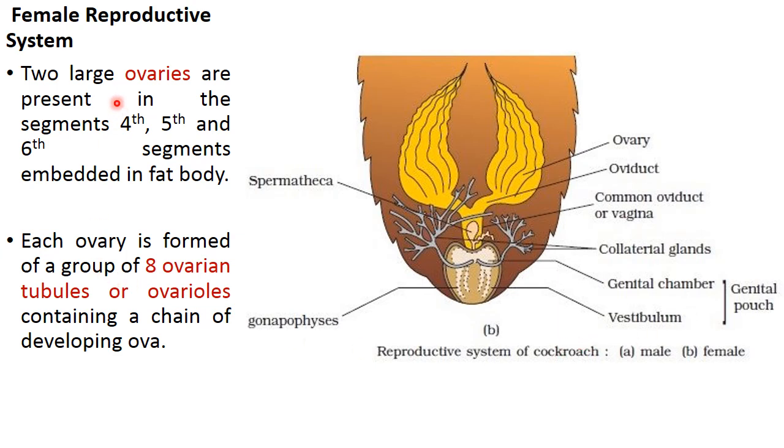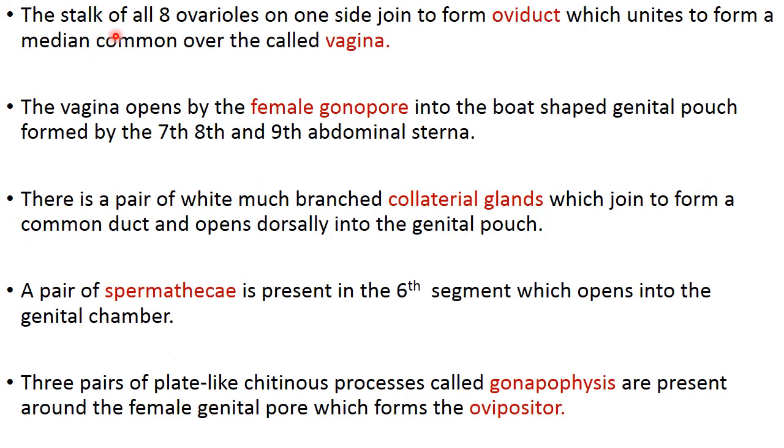So that is what we said here. Two large ovaries are present in the fourth and fifth segment, and each ovary is made up of a group of 8 ovarian tubules or ovarioles containing a chain of developing ova. And the stalk of 8 ovarioles on one side will join to form the oviduct, which unites to form a common median duct called the vagina. The vagina will open by the female gonopore into a boat-shaped genital pouch, which we said earlier, that will be formed by the 7th, 8th and 9th abdominal sterna.